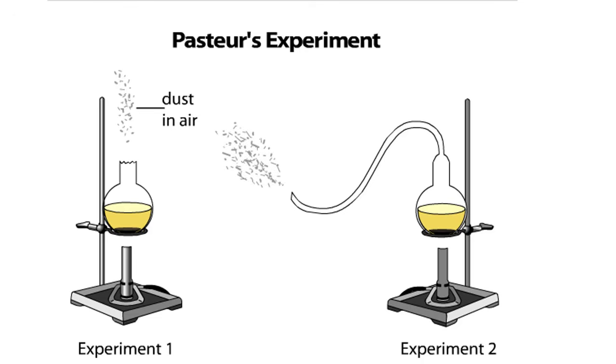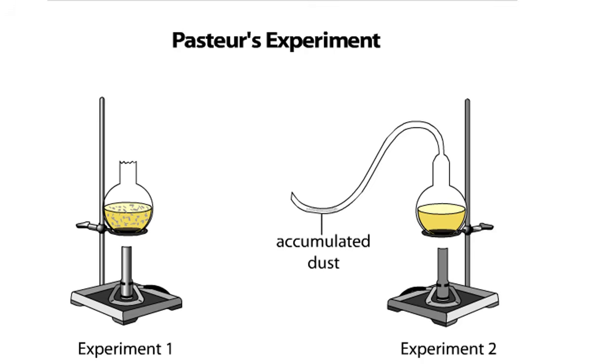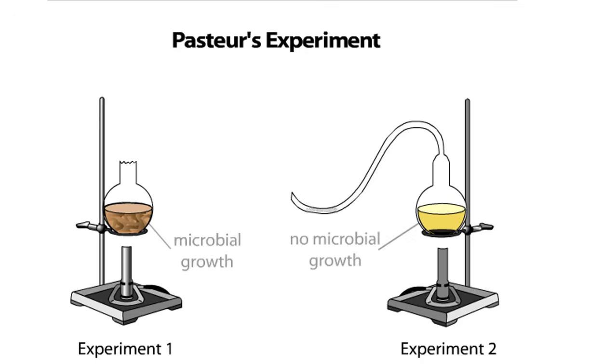Over time, dust particles from the air fell into the broken flasks, but in the intact flasks, dust particles remained near the tip of the swan necks. They were unable to travel against gravity into the flasks. The broth in the broken flasks quickly became cloudy, a sign that it teemed with microbial life. However, the broth in the unbroken flasks remained clear. Without the introduction of dust on which microbes can travel, no life arose. Pasteur thus refuted the notion of spontaneous generation.